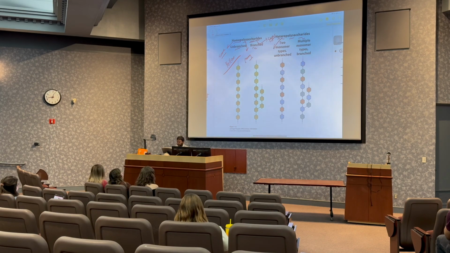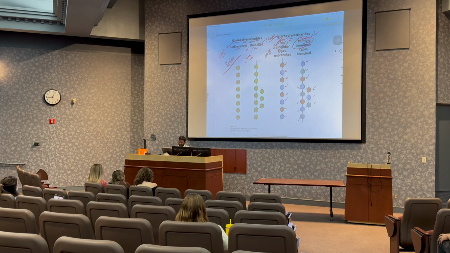This is heteropolysaccharides. Hetero means different, poly means many, saccharides means sugar. See, these are different colors, 1 2 1 2 1 2 1 2. There are only two monomers, but there could be multiple, meaning 1 2 3 1 2 3 1 2 2 1 3. So this could be two or many, but they are heteropolysaccharides.